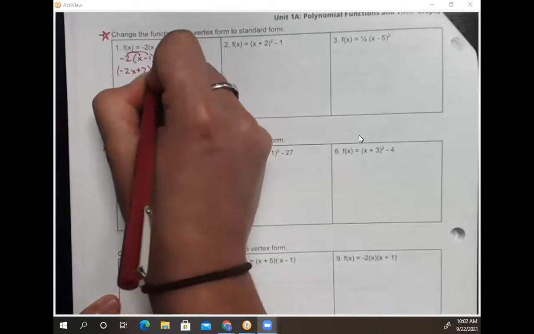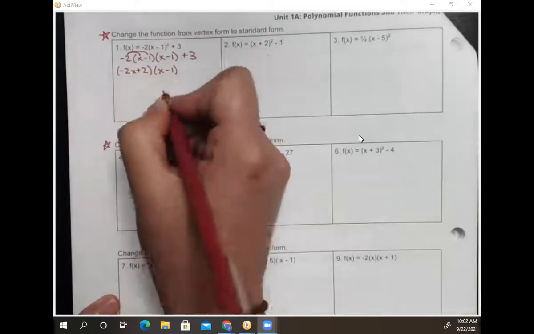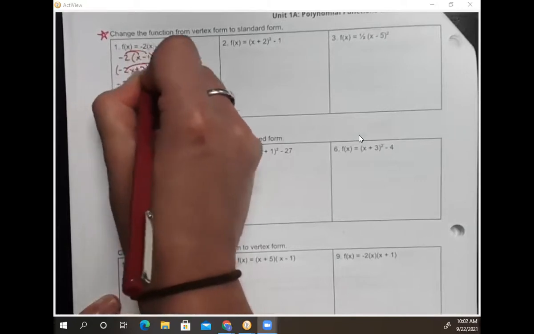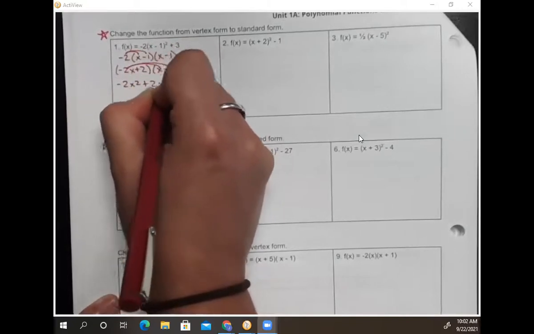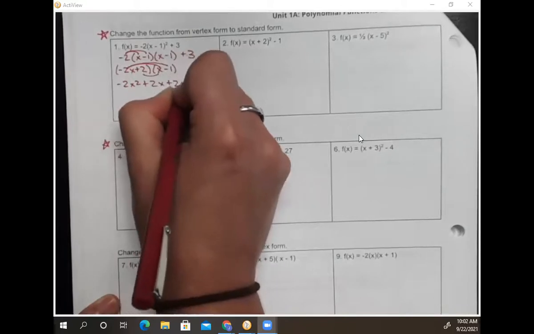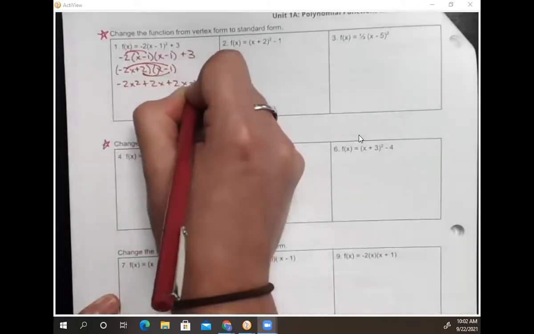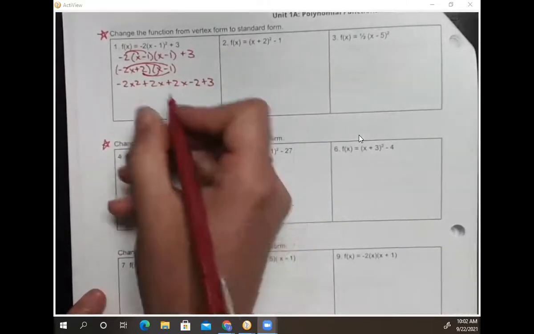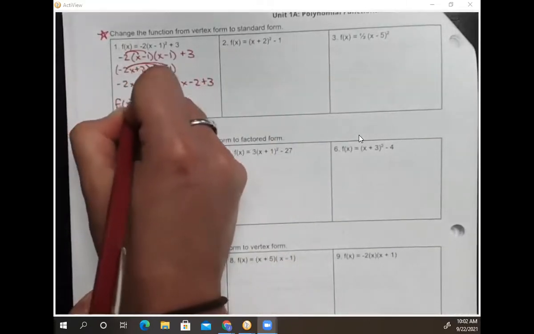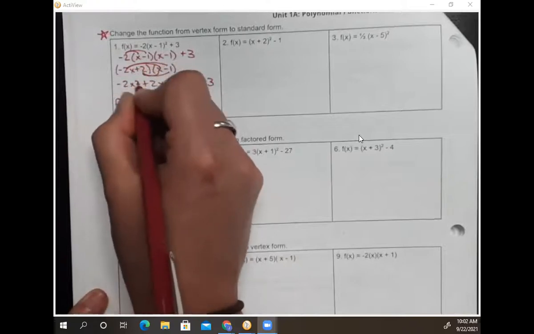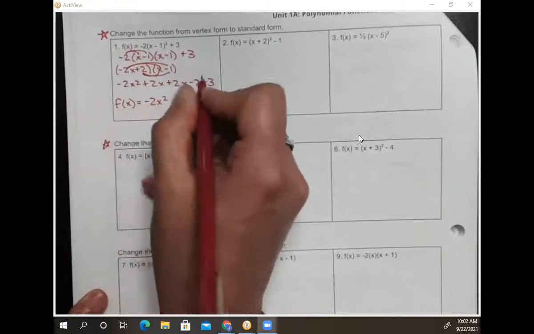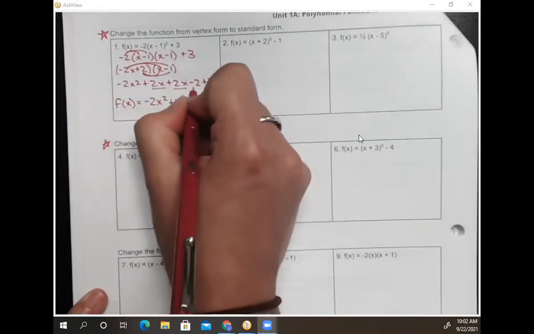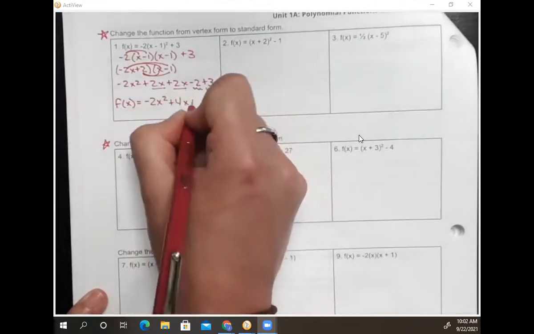And then I need to multiply that by the other x minus 1. So that would be negative 2x squared plus 2x plus 2x minus 2. And then don't forget our plus 3 at the end. And then I'm going to combine like terms. So I've got negative 2x squared plus 4x plus 1.